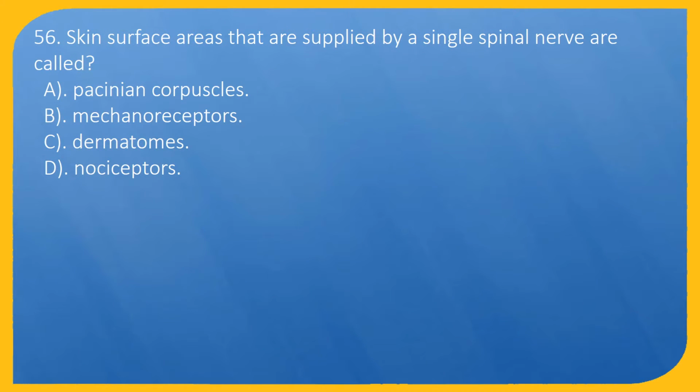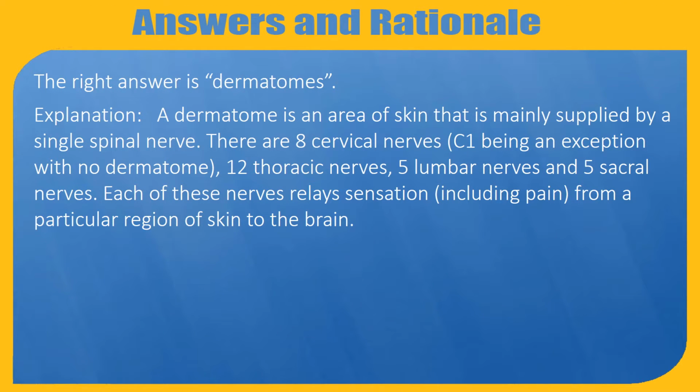Question 56. Skin surface areas that are supplied by a single spinal nerve are called: A. Pacinian corpuscles. B. Mechanoreceptors. C. Dermatomes. D. Nociceptors. The right answer is dermatomes. Explanation: a dermatome is an area of skin that is mainly supplied by a single spinal nerve. There are 8 cervical nerves, C1 being an exception with no dermatome, 12 thoracic nerves, 5 lumbar nerves and 5 sacral nerves. Each of these nerves relays sensation, including pain, from a particular region of skin to the brain.